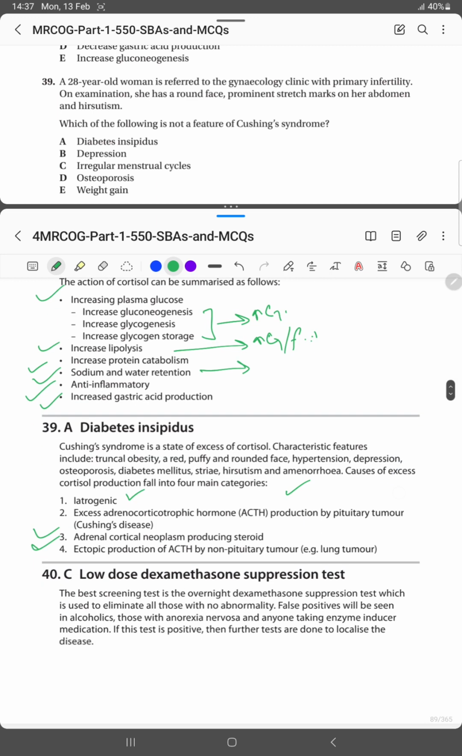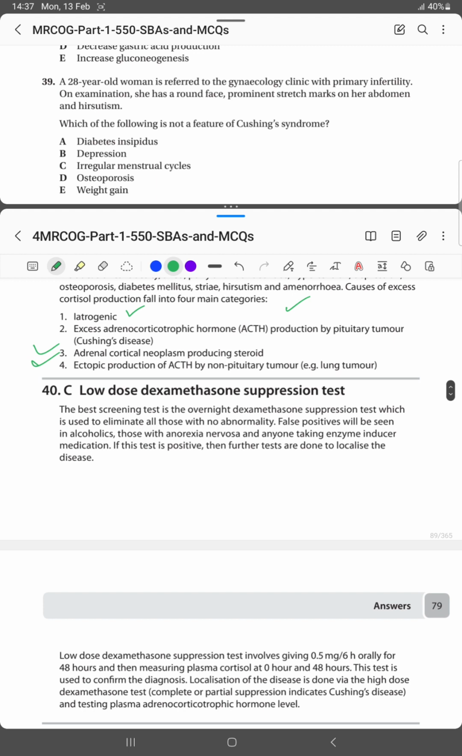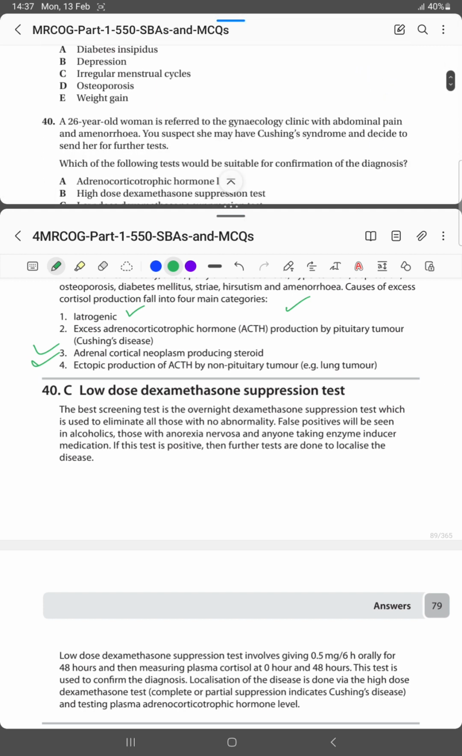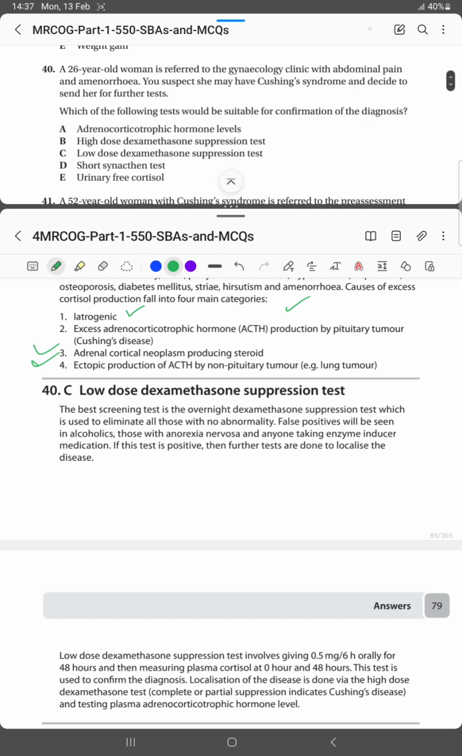So here option A will be correct: diabetes insipidus has no role in Cushing syndrome. And next question: a 26-year-old female is referred to a gynecological clinic with abdominal pain and amenorrhea. You suspect that she has Cushing syndrome and decide to send her for a test. Which of the following tests would be suitable for confirmation of the diagnosis?